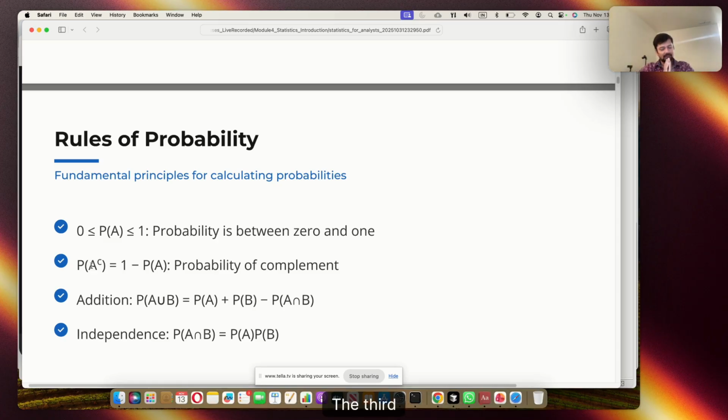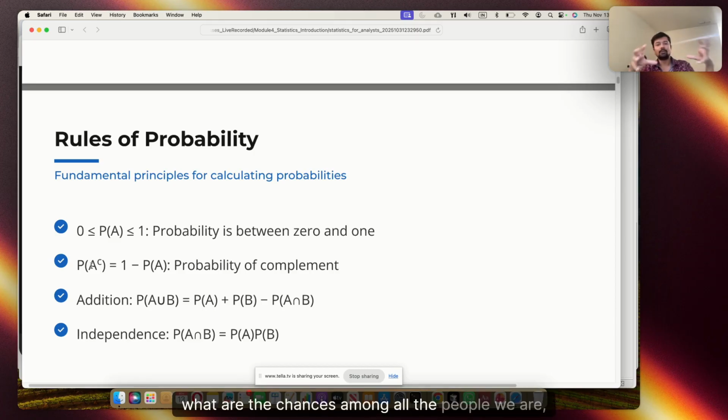Simple. The third, very important, is the addition rule in probability. The addition rule is very, very important. Now, if I ask randomly, what are the chances among all the people we are putting together?